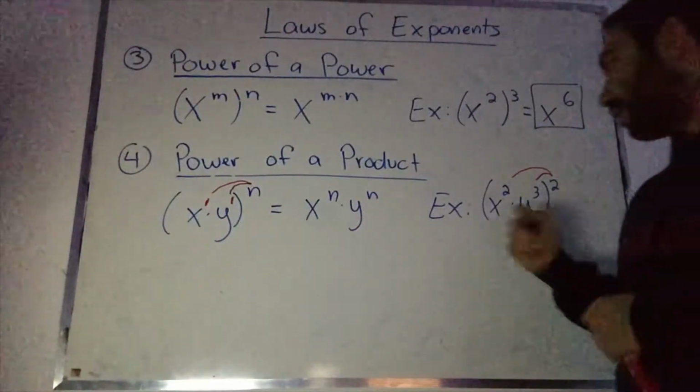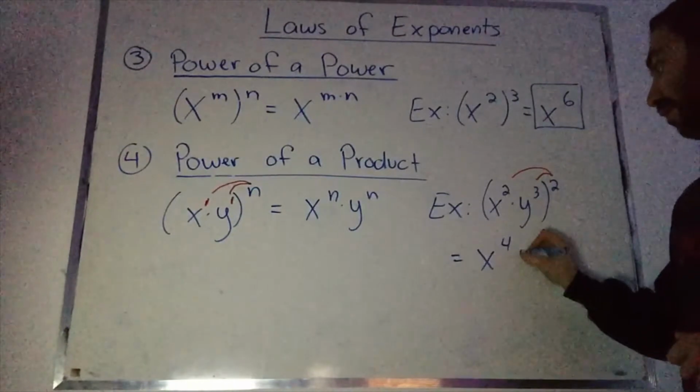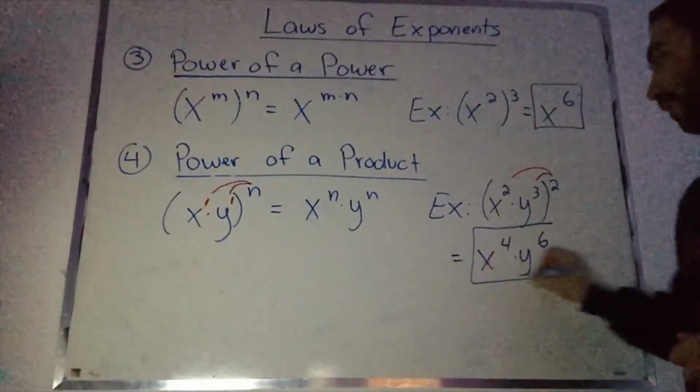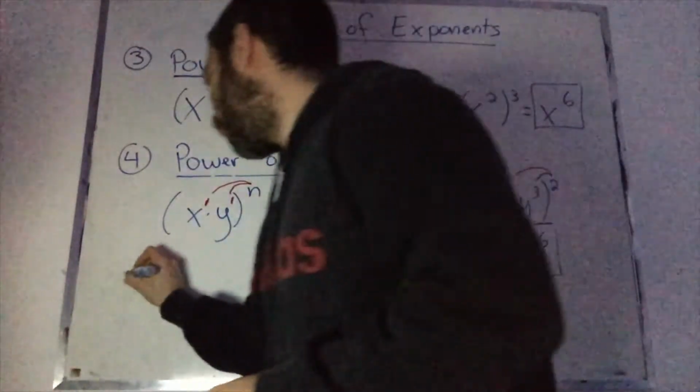Okay, so this gives us x to the 2 times 2, which is 4, and y to the 3 times 2, which is 6. And this is your final answer. Okay, let's quickly look at another example. Example 2.